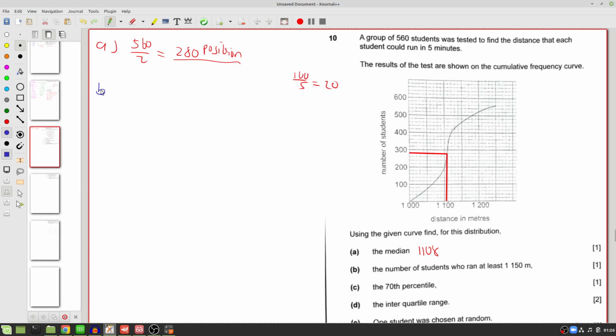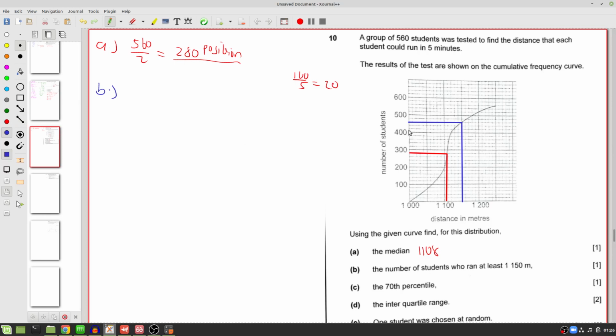Question B says, find the number of students who ran at least 1150. Okay, so we go to 1150. So 1150 is halfway between 1100 and 1200. It's exactly halfway. So from here, we draw a vertical line straight up until we reach that point, and then from there, again, straight left until we find that value. Let me draw that again. Right there.